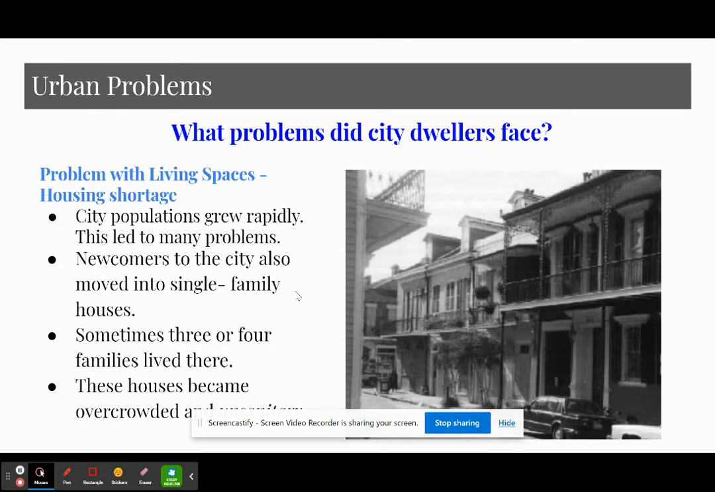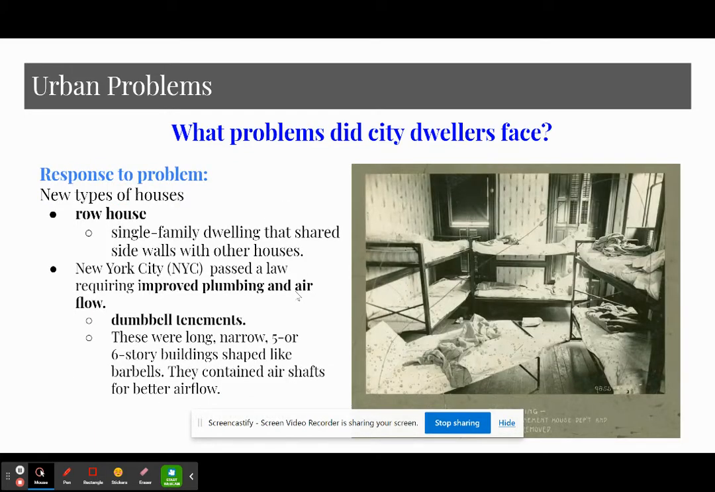So now we're going to talk about the problems that city dwellers faced. The first problem that we're looking at are the lack of living spaces and a housing shortage. City populations grew rapidly, and this led to many problems. Many of them moved into single-family houses. Sometimes 3 or 4 families lived in one house, and these houses became very overcrowded and unsanitary.